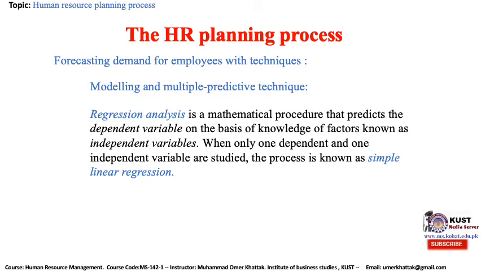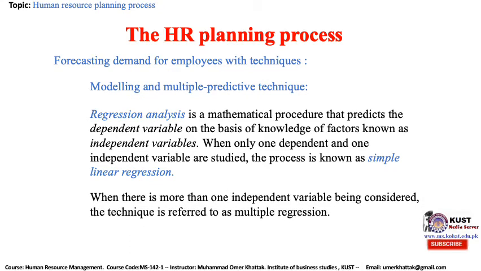Regression analysis is a mathematical procedure that predicts the dependent variable on the basis of knowledge of factors known as independent variables. When only one dependent and one independent variable are studied, the process is known as simple linear regression. When there is more than one independent variable being considered, the technique is referred to as multiple regression. Most uses of multiple regression emphasize prediction from two or more independent variables.